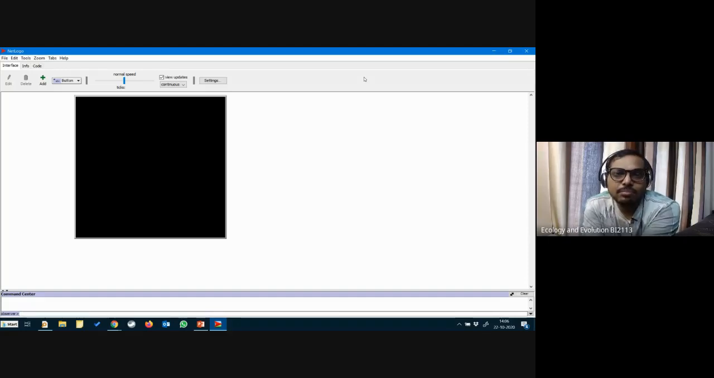I'll share this particular NetLogo model with you. Okay, so anyway, digression over. Back to predation. When you open NetLogo, this is what the interface looks like.